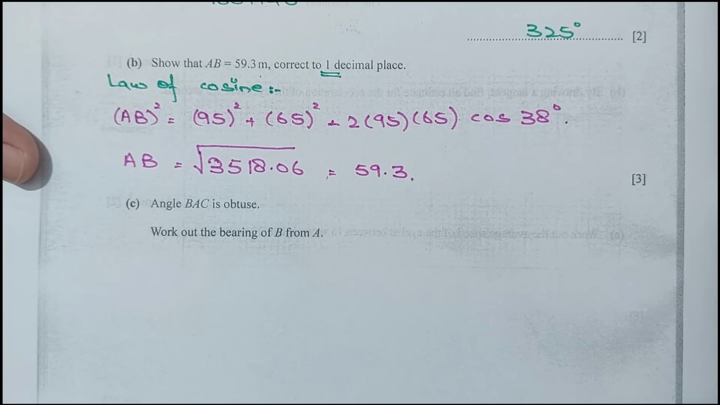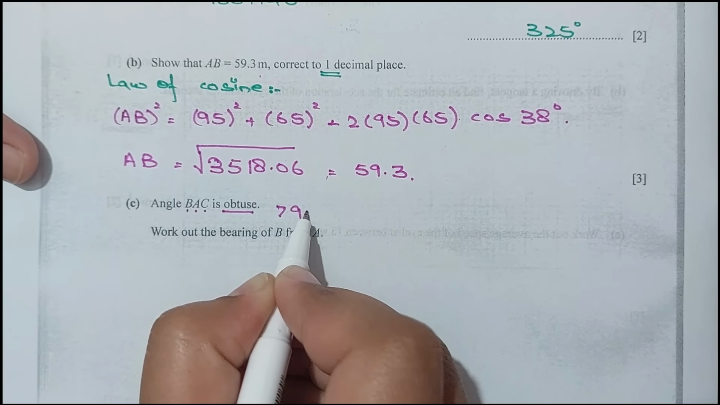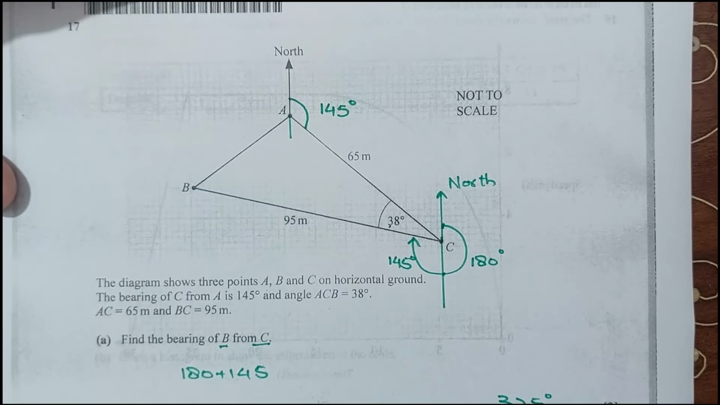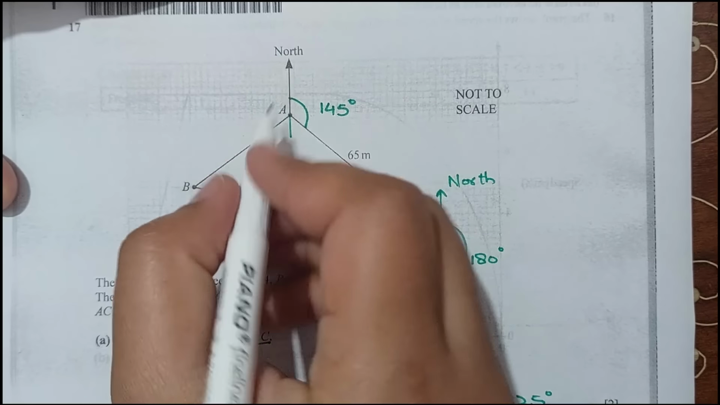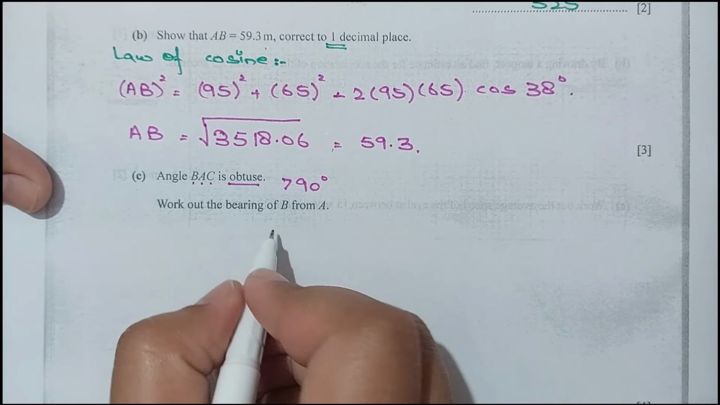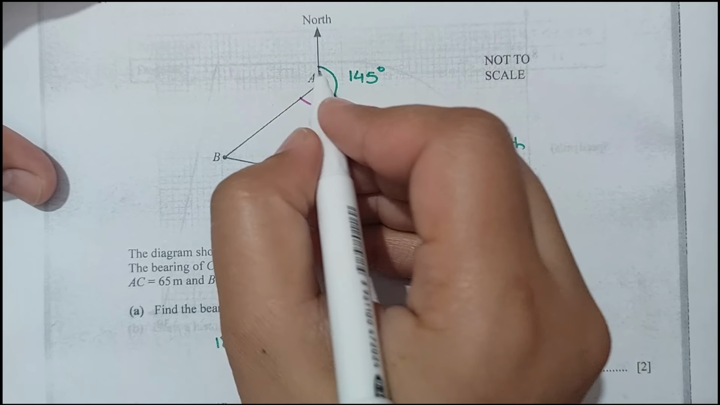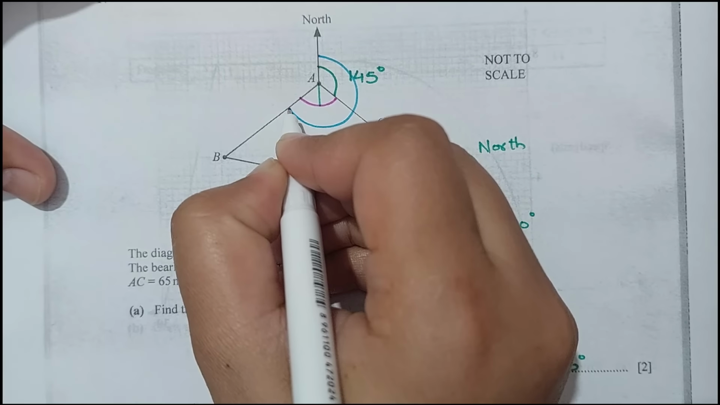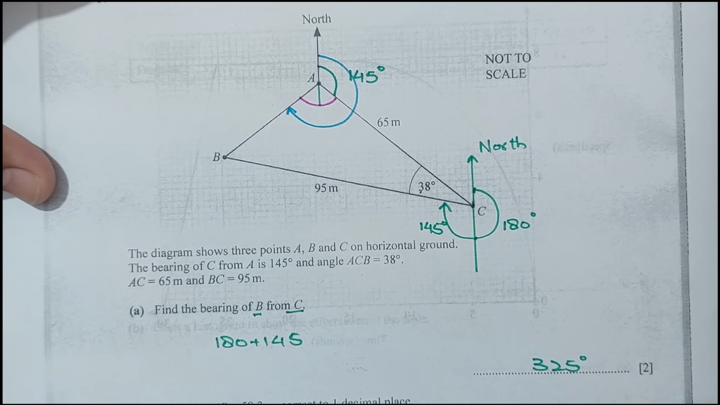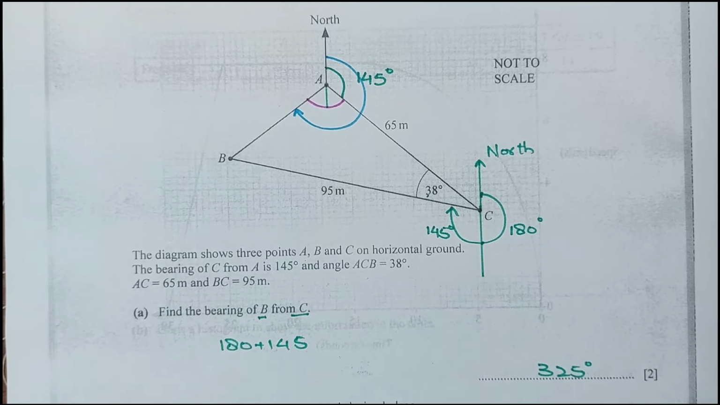Right. Part C, angle BAC is obtuse, more than 90 degrees. BAC, where is BAC? B, A and C, this angle. This is an obtuse angle. They said it is more than 90 degrees. The question is to find the bearing of B from A. From A, we have to find the bearing of B. This would be the bearing of B from A. So first we have to find that obtuse angle BAC, right?